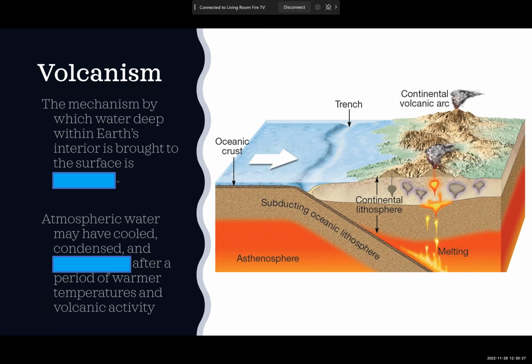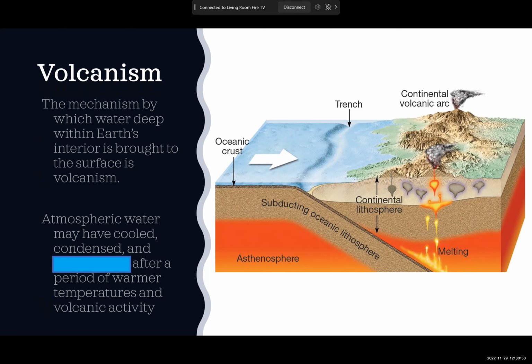If you're looking for an interesting field of earth science to study, this one's cool. So the mechanism by which water deep within Earth's interior is brought to the surface is what? What do we call this mechanism? Does anybody know? So this is volcanism. There you go. Volcanism is going to bring magma up and it's going to bring water up. Think about the steam and water vapor that comes up during a volcanic eruption, right?